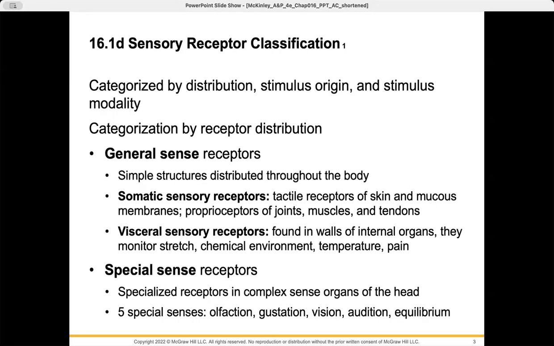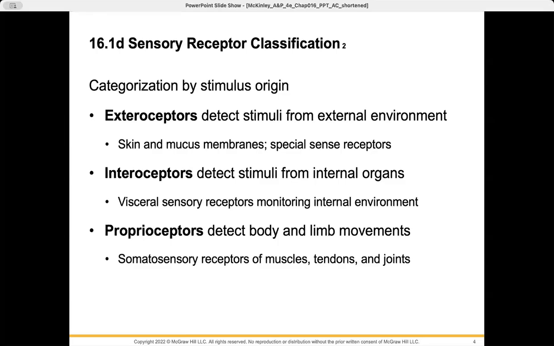So for our general sense ones, which are the ones that we focus on, these are going to be simple structures that we can find throughout the body. Some of them are going to be tactile for touch. Some of them are what we just learned, proprioceptors, which kind of regulate muscles, tendons, joints, and stretching. Other ones might be visceral. Okay, we can find them in internal organs. They can monitor stretch, right, which would be a proprioceptor. Chemical environments, that'll be a different type of receptor. Temperature and pain, all different types of receptors that we'll look at.